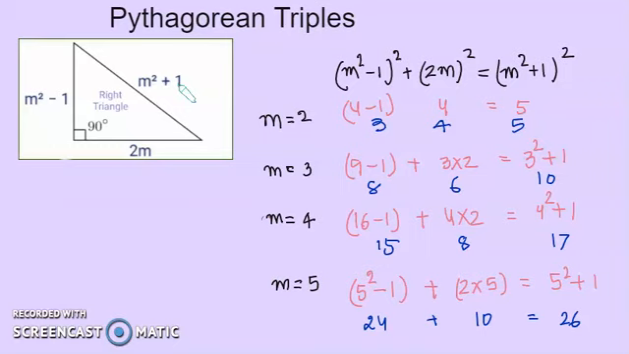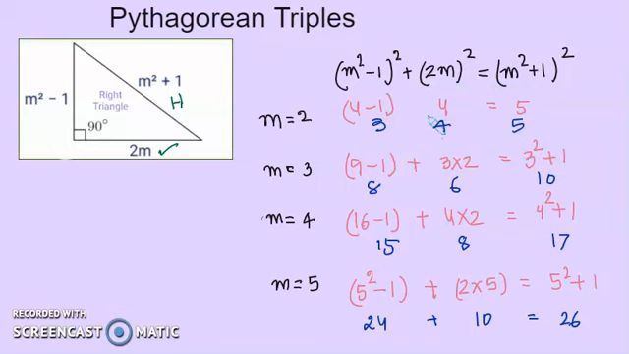As you can see here, we have a right angled triangle whose hypotenuse is m square plus 1, and the two sides are m square minus 1 and 2m, where m is a whole number. Let us consider if we square these two sides, we will get the third one. Let us see with examples. (m square minus 1) whole square plus (2m) whole square is equal to (m square plus 1) whole square.